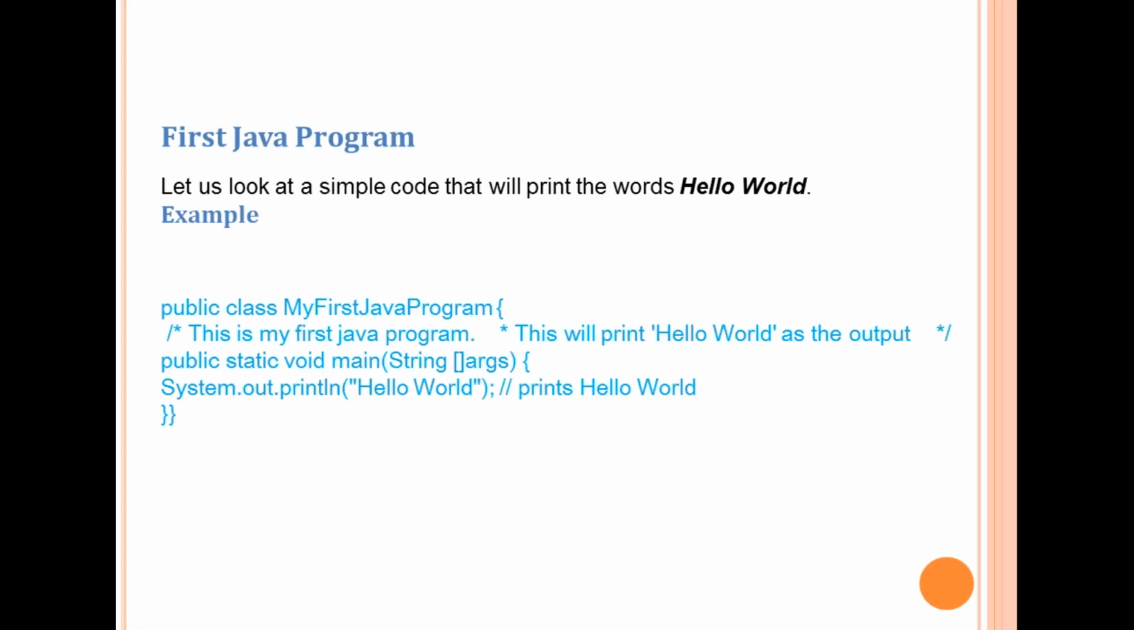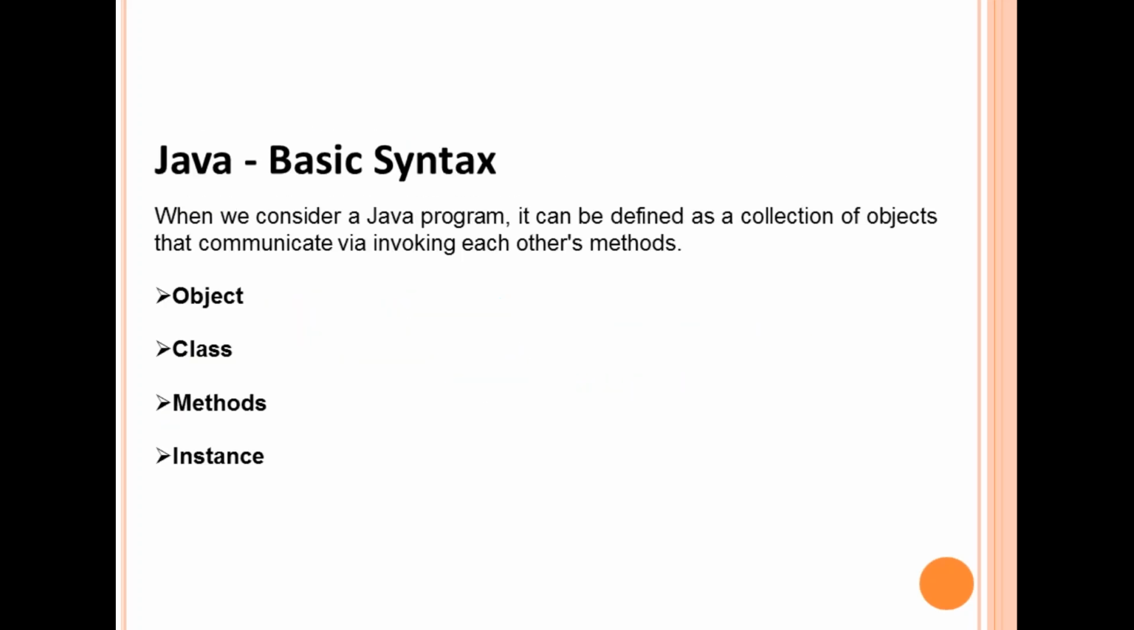Let's start with the object. Objects have states and behaviors. Example, a dog has states: color, name, breed, as well as behavior such as wagging its tail, barking, eating. An object is an instance of a class.